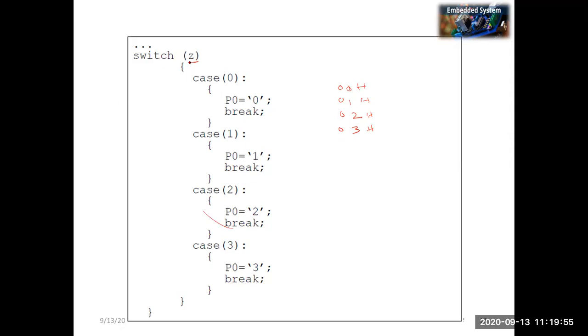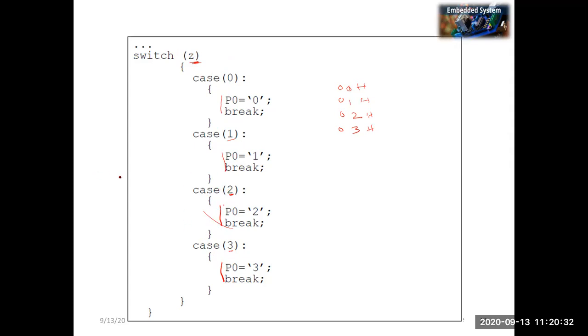Now the value in Z will get compared with these different cases. First, the value in Z is compared with 0. If it is 0, then this part of the program will be executed. If it is not 0, then it will get compared with 1. If it matches, then this part will be executed. If not, then it will be compared with 2. If a match is found, then this part of the program will be executed. If not, then it will get compared with 3, and if it matches, then this part will be executed. If there is no match, no statements will be executed.